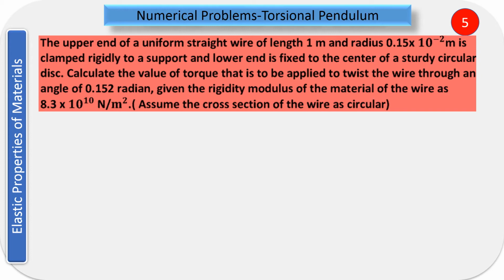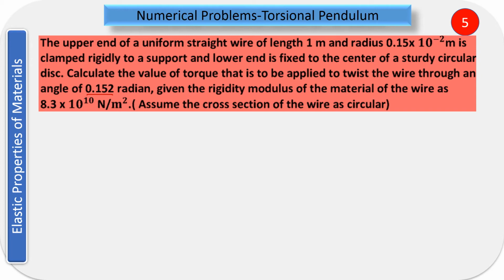The upper end of a uniform straight wire of length 1 meter and radius 0.15 into 10 to the minus 2 meter is clamped rigidly to a support, and the lower end is fixed to the center of a sturdy circular disc. Calculate the value of the torque that is to be applied to twist the wire through an angle of 0.152 radian, given the rigidity modulus of the material of the wire is 8.3 into 10 power 10 Newton per meter square. Assume the cross section area of the wire as circular.